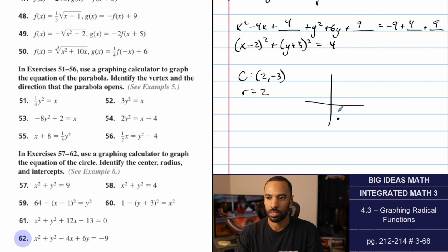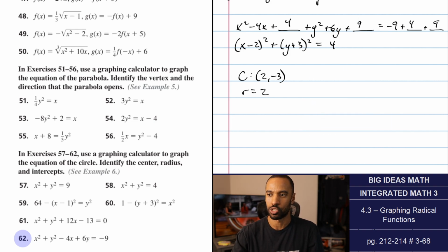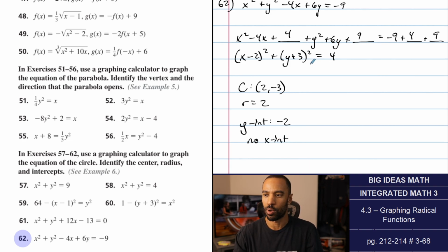X-intercepts, it won't have any x-intercepts. It can't reach. The y-intercept, because the radius is 2, it's just going to hit there at 0, negative 2. So no x-intercepts and a single y-intercept touching tangentially at 0, negative 2, like that. All right, no x-intercepts. So let's go ahead and finish the rest of this equation, by the way. We still have to actually solve for y.